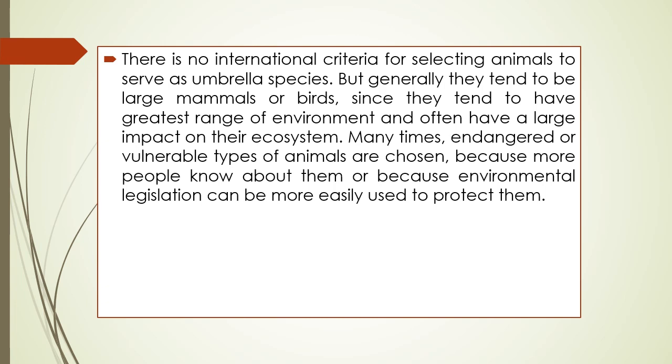There is no international criteria for selecting animals to serve as umbrella species, but generally, they tend to be large mammals or birds, since they tend to have the greatest range of environment and often have a large impact on their ecosystem. Many times, endangered or vulnerable types of animals are chosen because more people know about them or because environmental legislation can be more easily used to protect them.